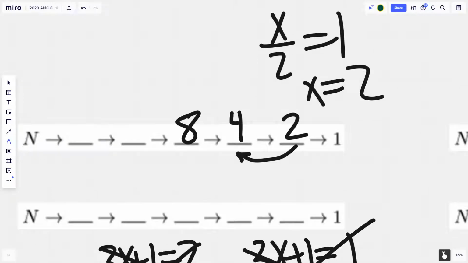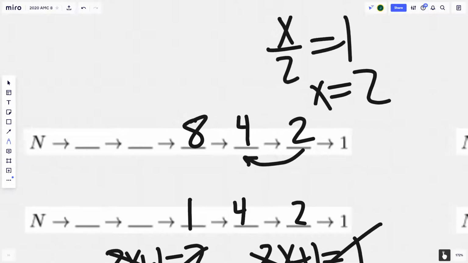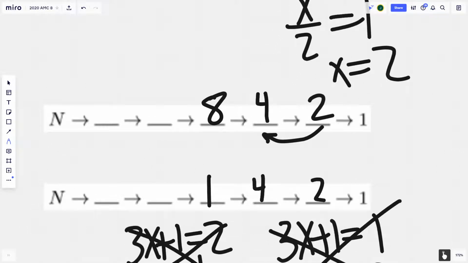Or, at this point, we have two cases to consider here. 8, 4, 2, 1 or 1, 4, 2, 1. And this is interesting because we know that if our number ends with 1, then the numbers before it have to be 4 and 2. So because of that, we've actually found the next 2 terms before 1, supposing that this term right here is 1.